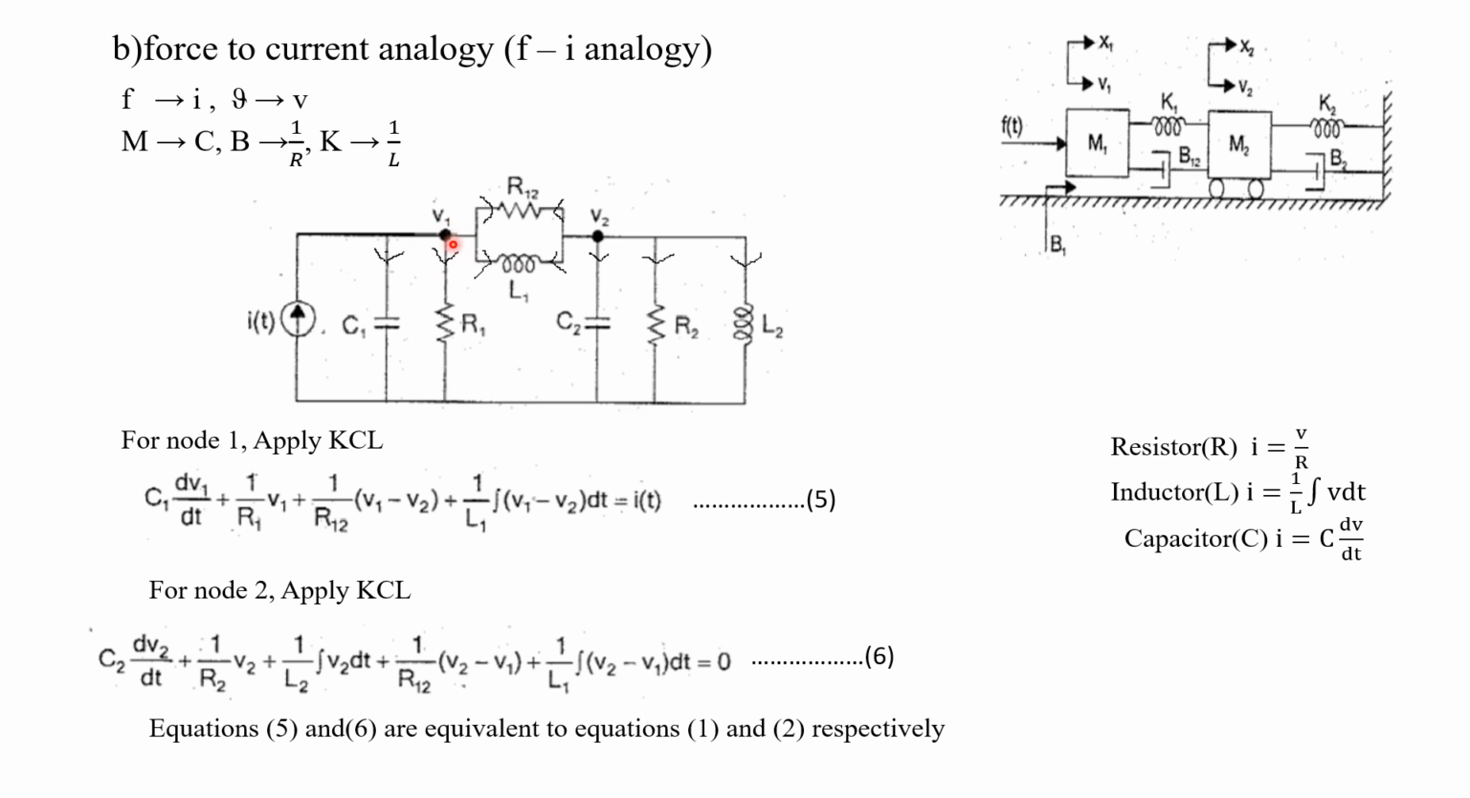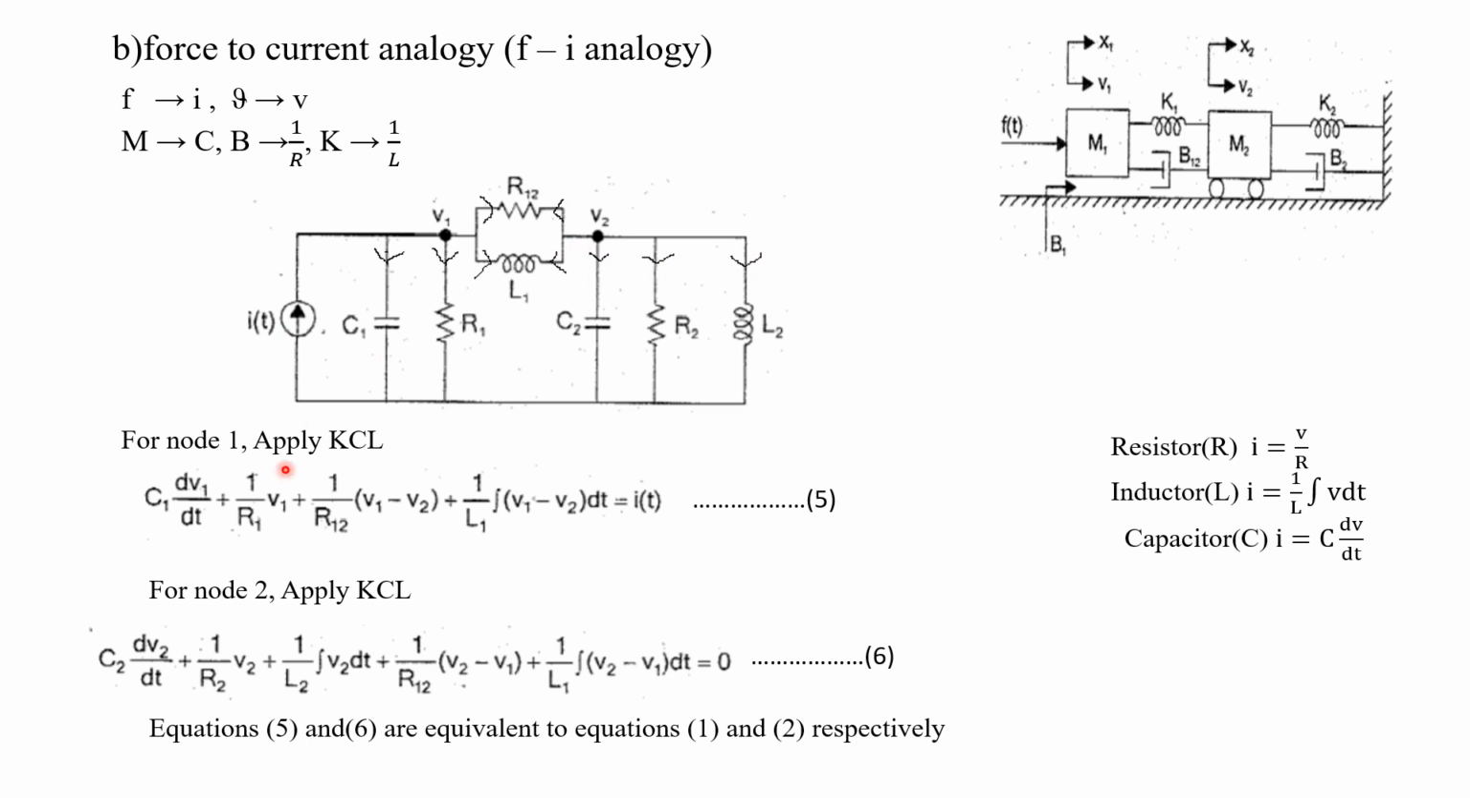For this node V1, 4 elements are connected, plus one source. For all the 4 elements, we have to consider the direction away from the node. Then for node 2, there will be 5 elements. There is no source here, similar to this I of t. So for all the elements, we have to assume the direction of current as away from the node.